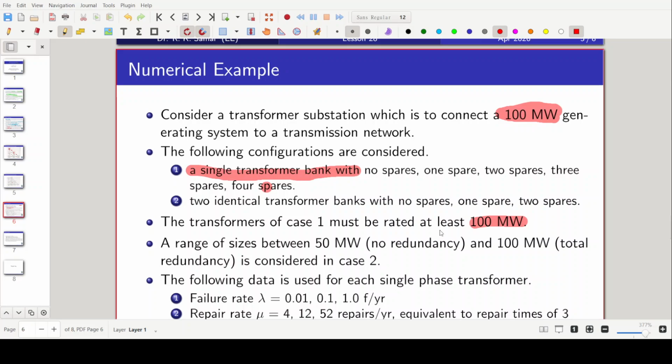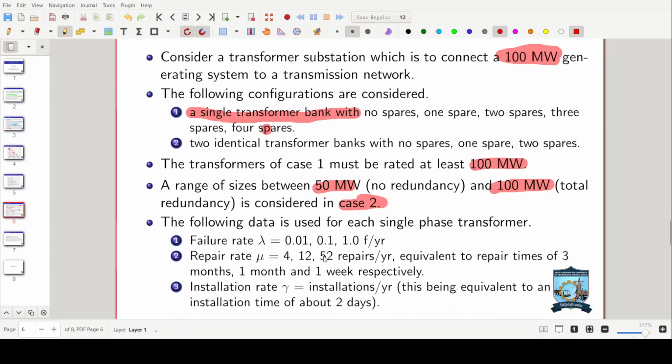Transformers of case 1 must be rated at least 100 megawatt. The range size between 50 megawatt when no redundancy is available and 100 megawatt total redundancy is considered in case 2. That means you have a 100 megawatt generator, but in case 2 you can either have a 50 megawatt spare or a 100 megawatt spare. But if you have a 100 megawatt spare, then you have a complete redundancy. Okay, redundancy means availability of additional unit.